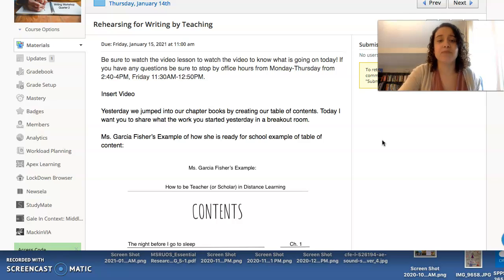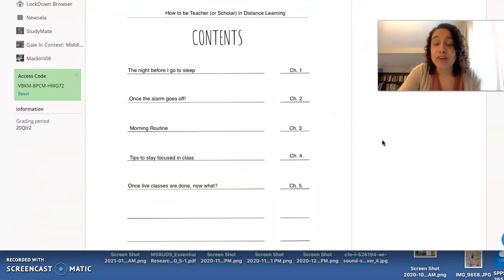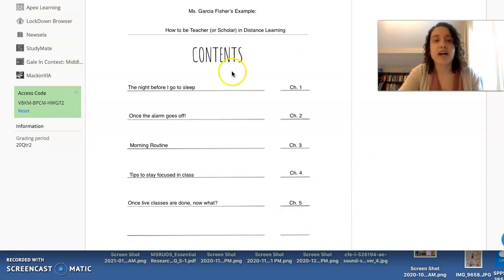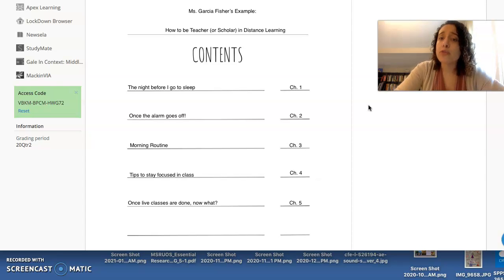I have my example right here of what I am writing while you are writing, and here's my table of contents. I'm still a little unsure if I want to write about how to be a teacher or a scholar in distance learning. I'm only a teacher. I could probably think of good tips for you as scholars, but maybe I should just write from the perspective of being an educator in distance learning. I'm still unsure how I want to carry out my book. Maybe I'll do both. I'll just start writing and see what happens.